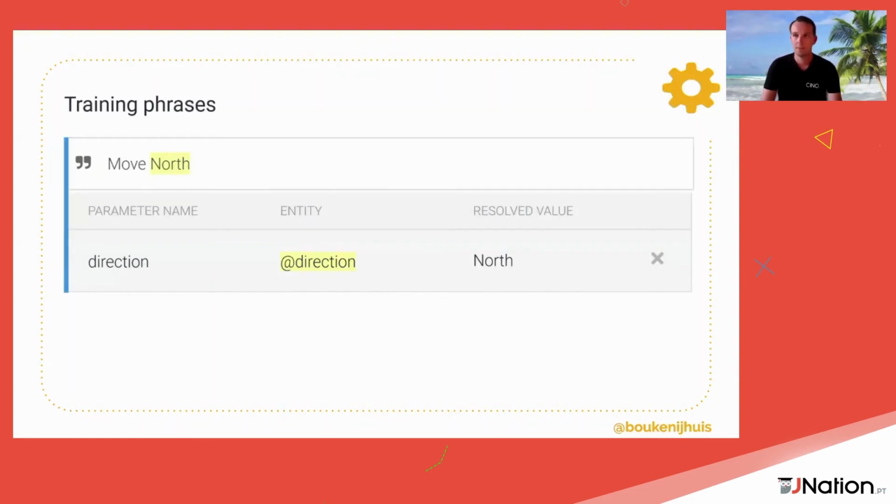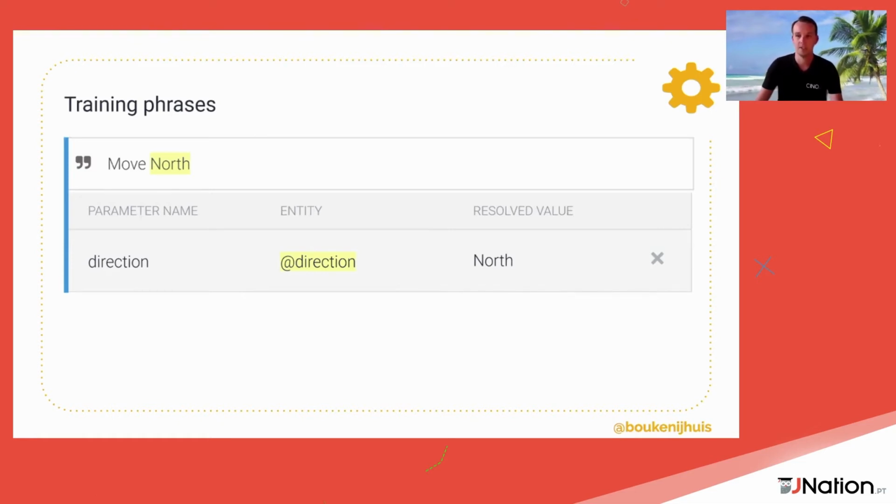So let's apply all those concepts and bring them together. Again, we're looking at a simplified screenshot from Dialogflow. And now we're looking only at the input part of an intent. What I did, I typed in "move north." Then Dialogflow is smart enough to recognize north as being one of the values of the entity direction.